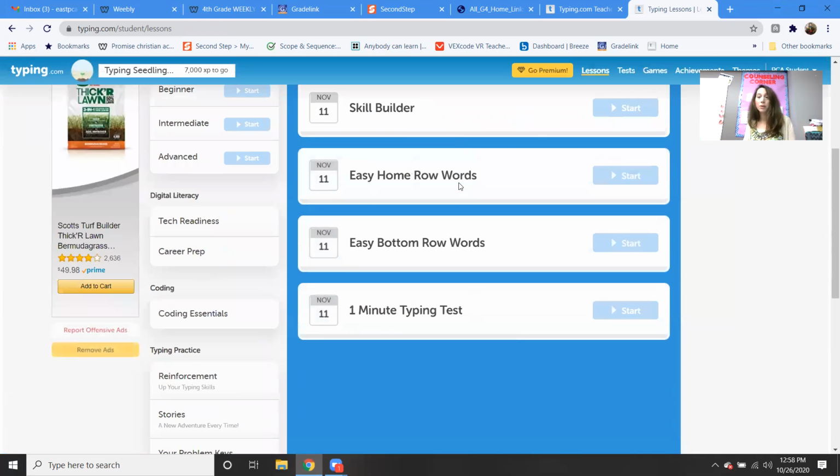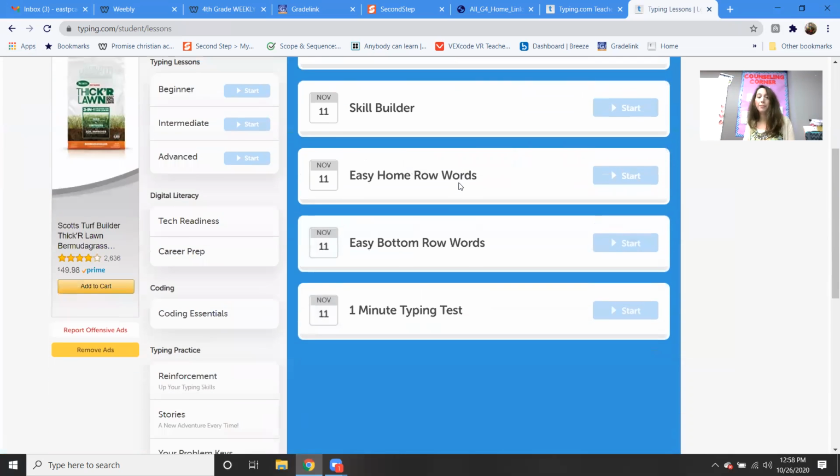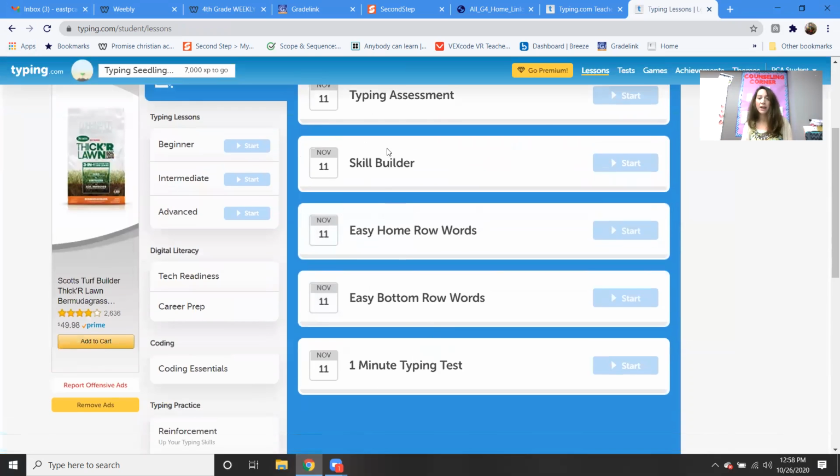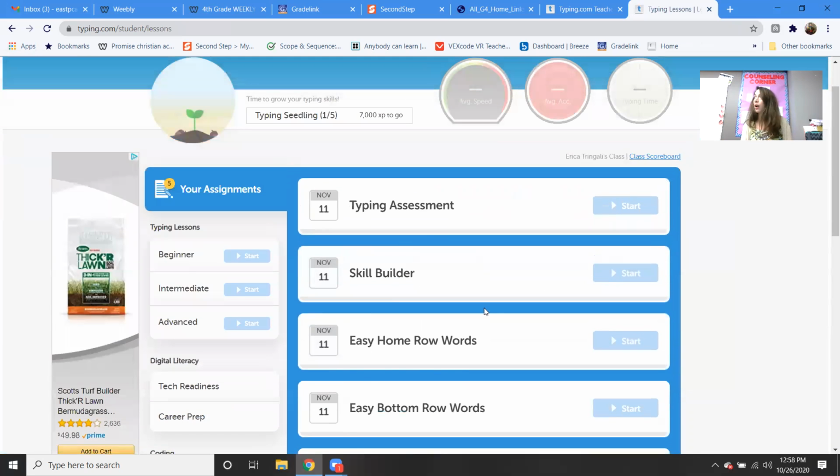I would suggest going back and catching up. So right now there are 1, 2, 3, 4, 5 assignments that we've had so far. And remember, some of them, like Skill Builder, have different parts to them. So you need to make sure that you complete the entire thing in order to get credit for it, okay? So it's not too late.